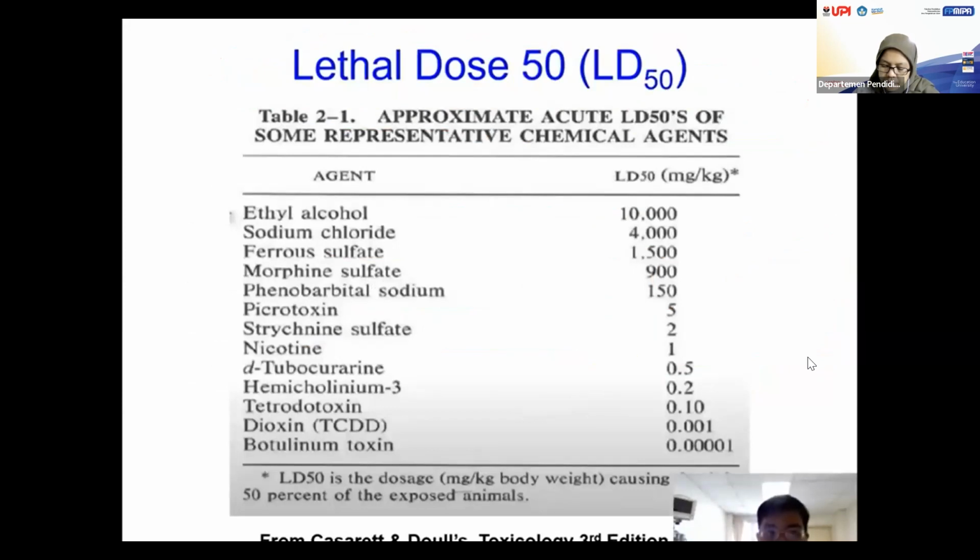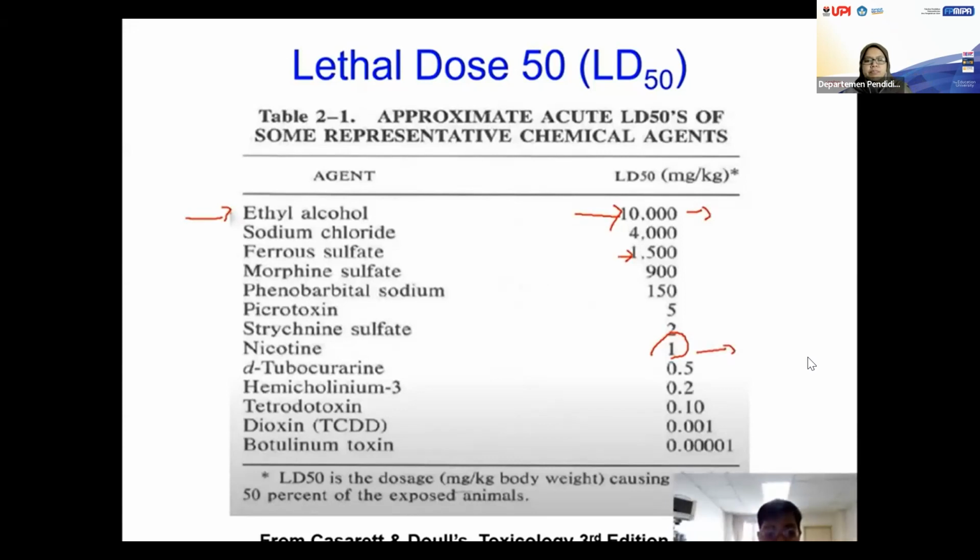Regardless, we can use this LD50, or the lethal dose 50, to compare between different kinds of chemicals. For example, ethyl alcohol has 10,000 milligram per kilogram, which can cause 50% of the population to die. Then you have ferrous sulfate, 1.5K milligram per kilogram, which can cause 50% to die. Then you have nicotine, which is 1, and so on. If you look at all these values, ethyl alcohol is very high, whereas nicotine is very small, which means nicotine can cause more deaths in the population.